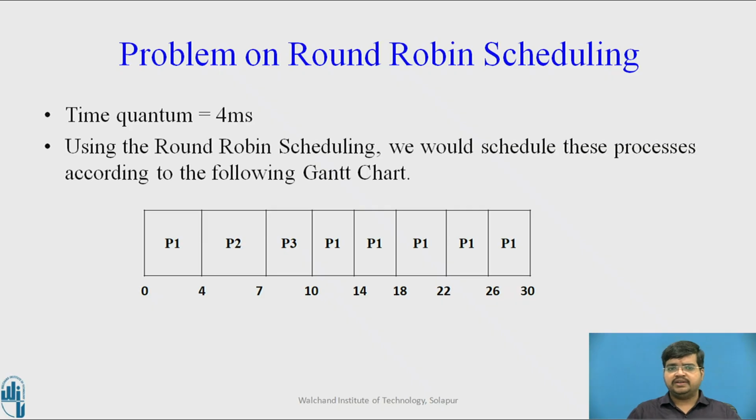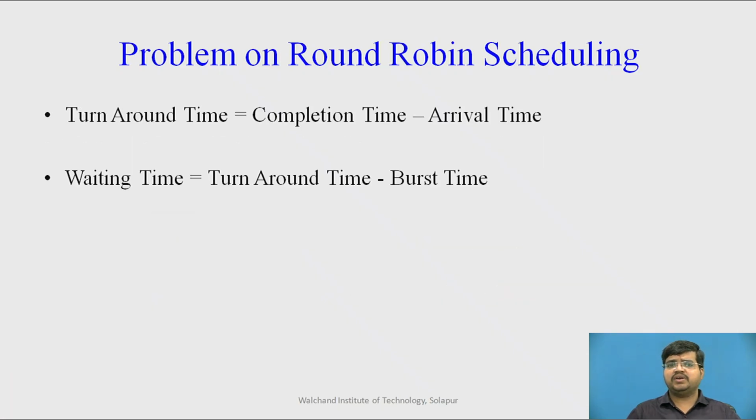So till time 10, P1 executed only 4 milliseconds, and P2 and P3 completed their execution. Next, the preference will be given to P1, and observe that P1 executes in each slot, row wise, for 4 milliseconds only. The total time required for P1 to complete is 30 milliseconds. Next is to calculate turnaround time and waiting time. The formula for turnaround time is completion time minus arrival time. The formula for waiting time is turnaround time minus burst time.